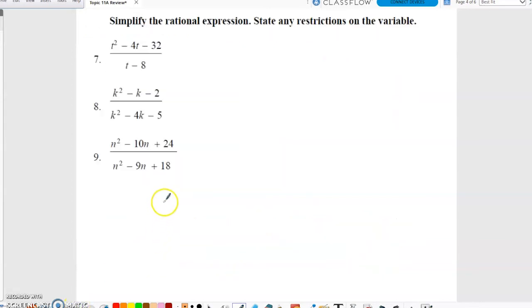Now these next three are just simply asking us to simplify these rational expressions and state restrictions. We cannot forget restrictions. First thing I've got to do is factor everything. So I'm going to factor number 7.